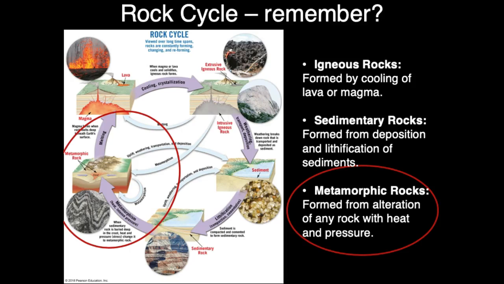All right. Hello, everybody. Today we're going to go over Chapter 8 in your book, which is on metamorphic rocks. Metamorphic rocks are formed from the alteration of any rock with heat and pressure. Metamorphism usually occurs in this area of the rock cycle. So, as you can see, sedimentary, igneous, or other metamorphic rocks can metamorphose and have further alteration or transformation.